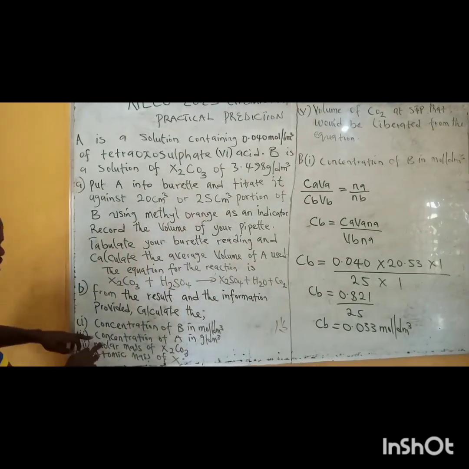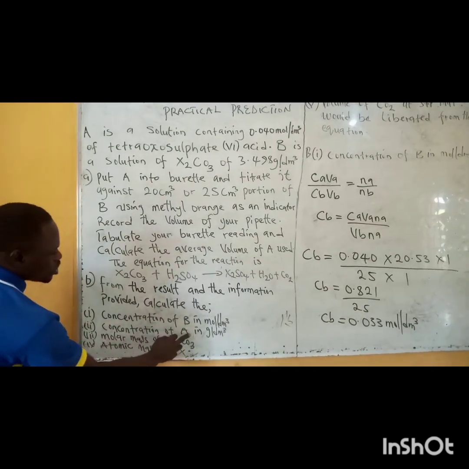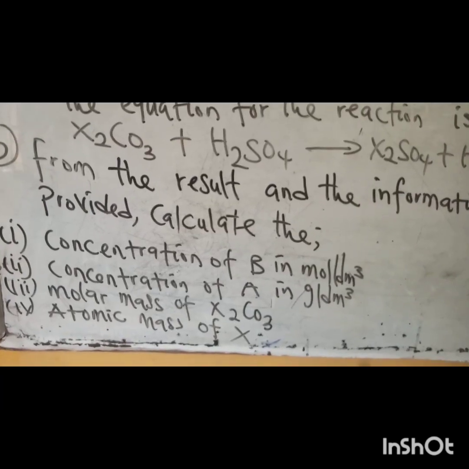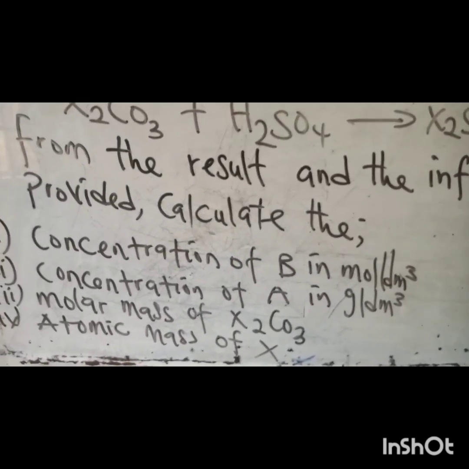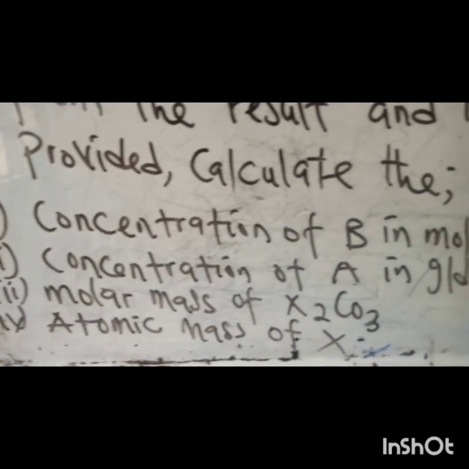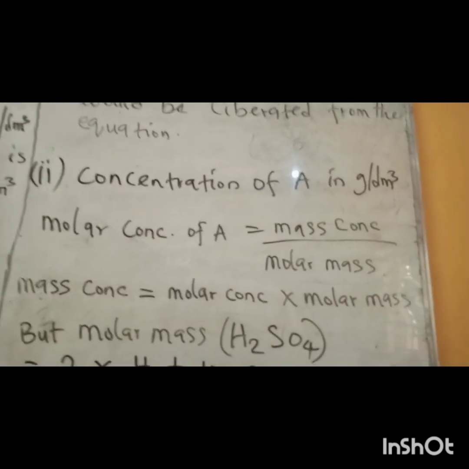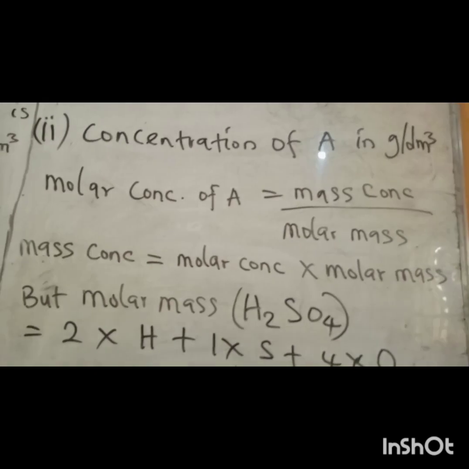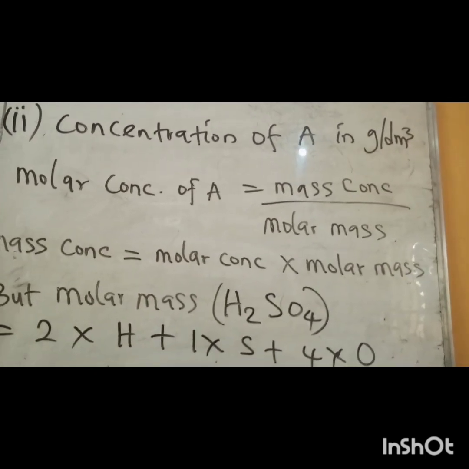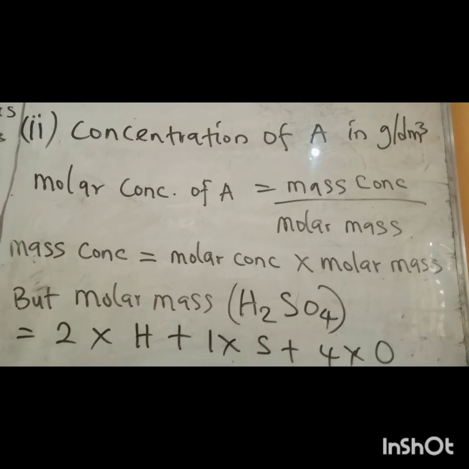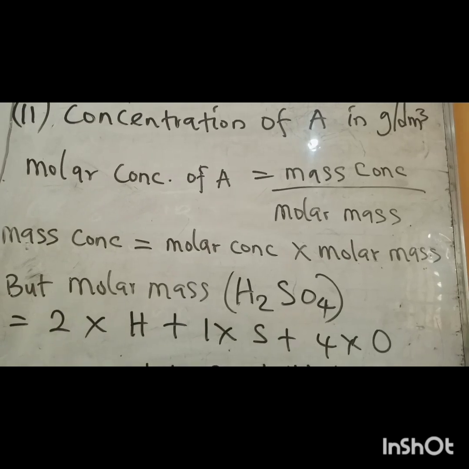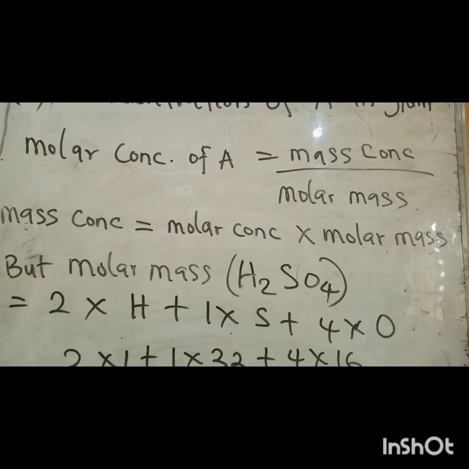The next one we are going to calculate is the concentration of A in grams per dm³. In the second question, we have been asked to calculate the concentration of A in grams per dm³. Look at the solving here. For the concentration of A, the formula we are going to use is: molar concentration equals mass concentration over molar mass. I repeat, molar concentration equals mass concentration over molar mass.